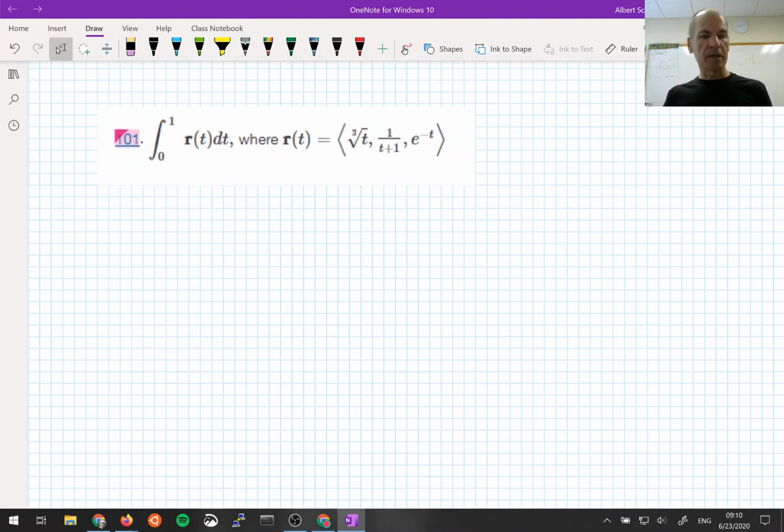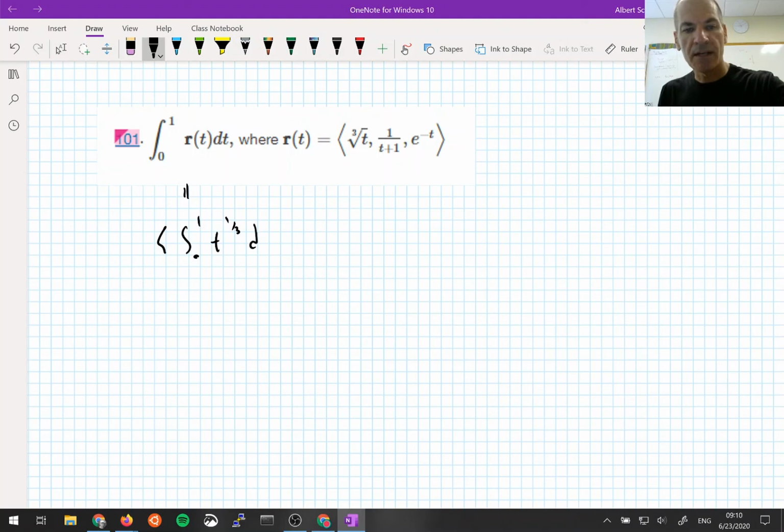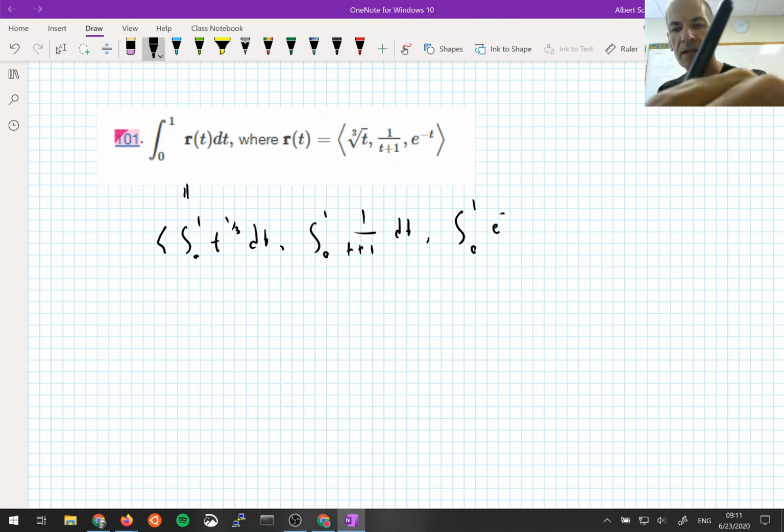All right, problem 101 is now we're integrating a space curve. And remember, to integrate a space curve, we want to just integrate component-wise. So this integral is actually just the integral from 0 to 1 of t to the 1/3, aka the cube root of t, the integral from 0 to 1 of 1 over t plus 1 dt, and finally the integral from 0 to 1 of e to the minus t dt, like that. And then whatever results from those three integrals, that's the integral of the space curve from 0 to 1.